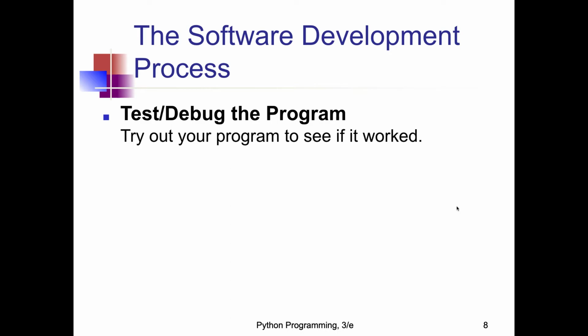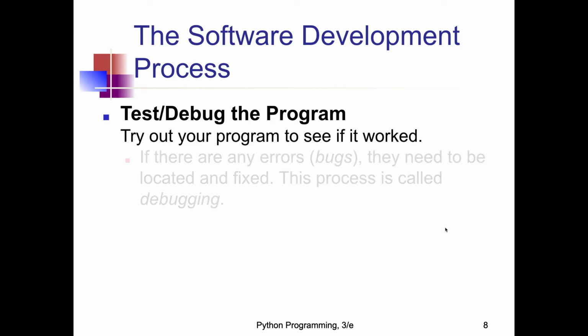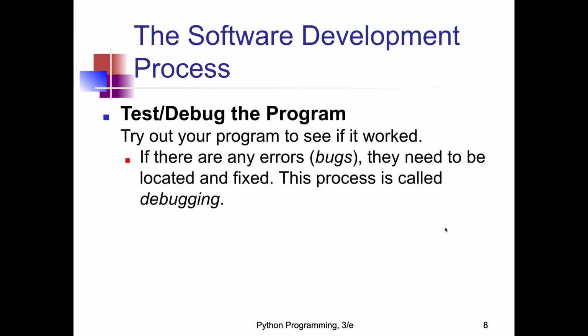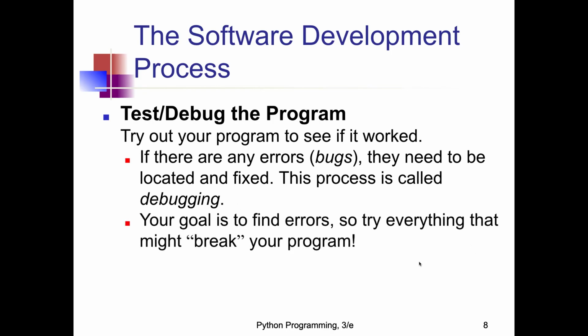And the next step is test and debug the program. Once we write our program in Python, we're gonna try it out to see if our program works. If there are any errors, which we call bugs, they need to be located and they need to be fixed. This process is called debugging. And your goal is to find errors. So try everything that might break your program. That includes examining the program line by line.